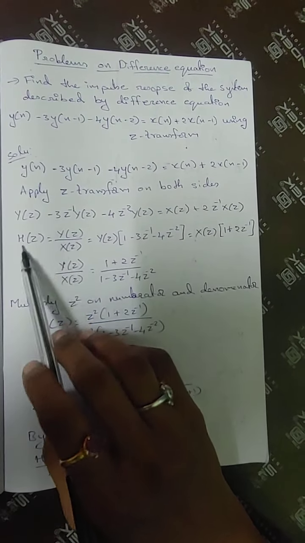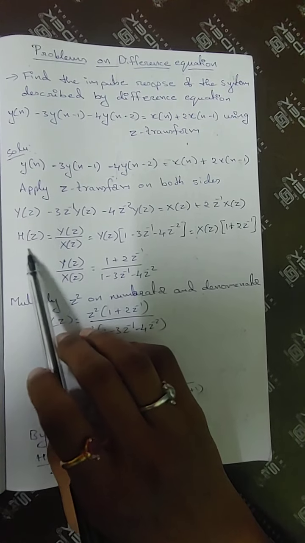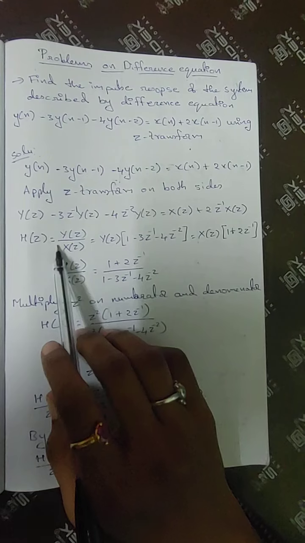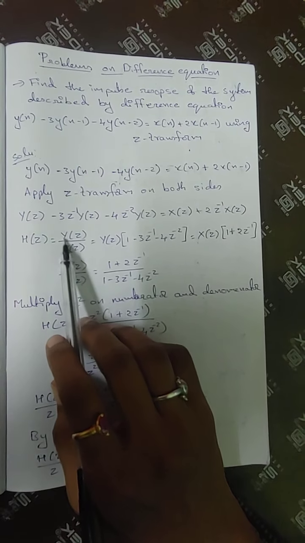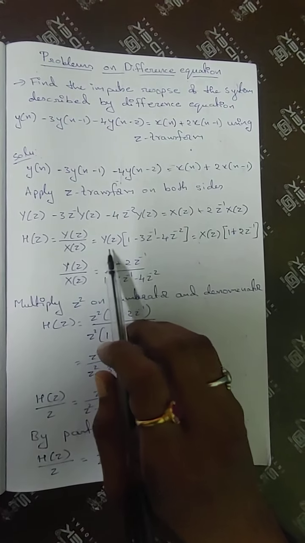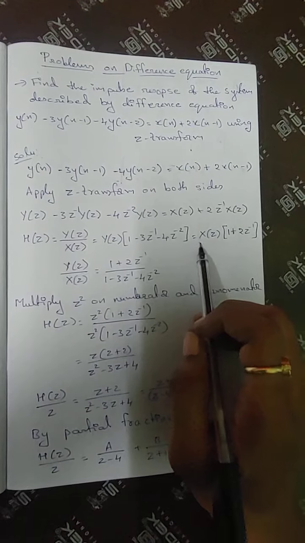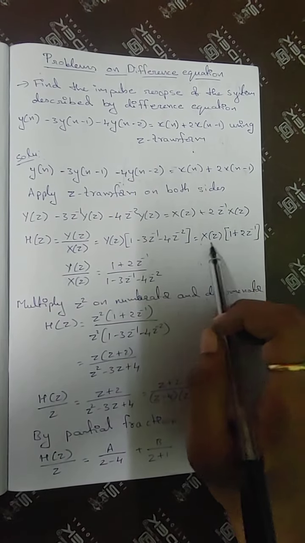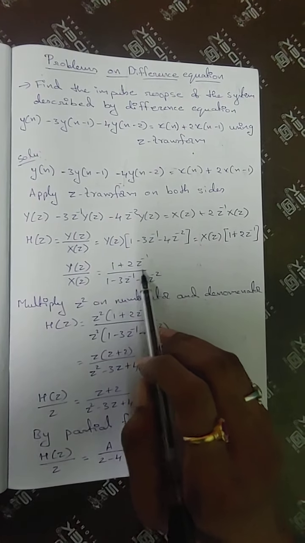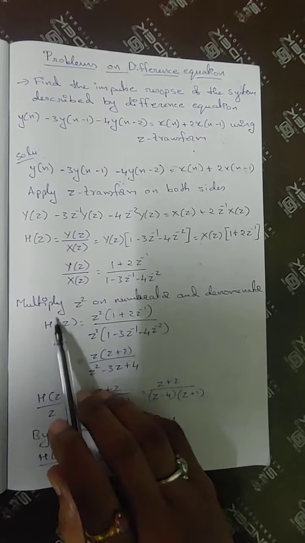So in order to find out the small h of n, first find out the transfer function H of z. So we already know the transfer function is nothing but output by input. Output is nothing but Y of z by X of z. So in the above equation, common Y of z, and here common X of z. So Y of z by X of z is equal to 1 plus 2 z inverse divided by 1 minus 3 z inverse minus 4 z power minus 2.